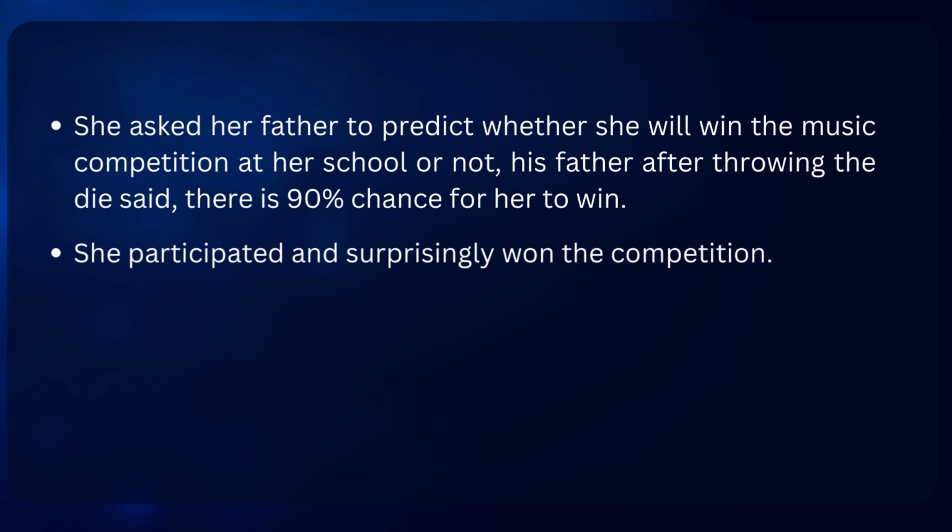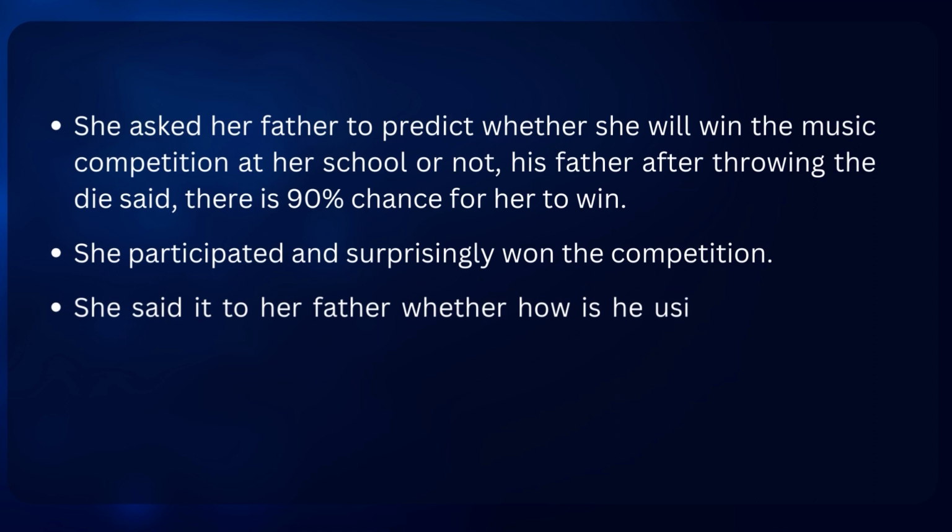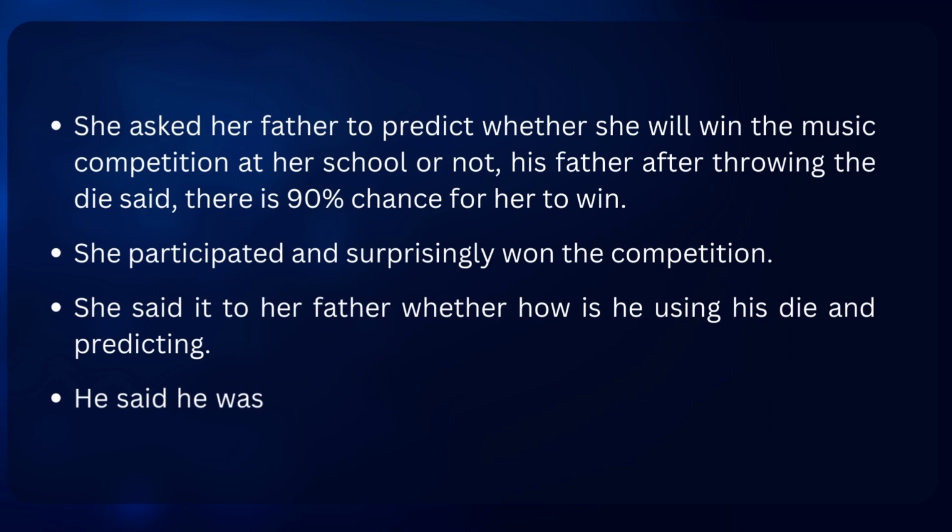She came home with the trophy and told her father that his die is a magical die. How can it predict the chance for a particular event to happen? Then he said he was just predicting on the basis of probability, on the basis of available information and knowledge. While predicting that the weather would change within an hour, he had heard it in the weather forecast. So there was a 90% chance for the rain to happen, and it happened.